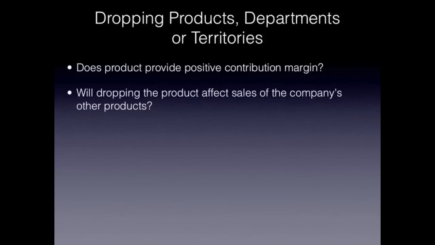Will dropping the product affect sales of the company's other products? So if we drop a certain product, is that in some way tied to one of our other products? What can be done with the freed capacity? So if we drop a product or department, is there something else we can do with the capacity that we've freed up? Is there another product that we can make, or is there a special order that we can accept?